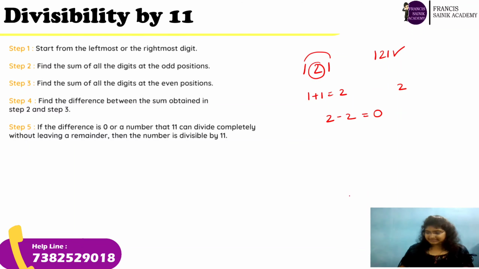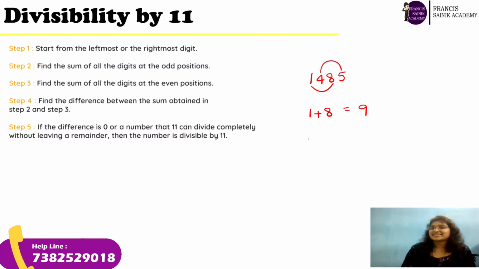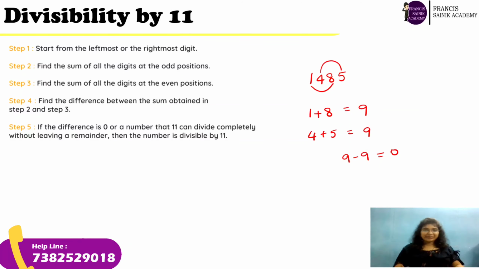Let us have one more example. 1485. So, I told you the sum of digits of odd places. So, what is the sum of digits of odd places? 1 plus 8, which is equal to 9. Next, sum of digits of even places. What is it? 4 plus 5, which is equal to 9 again. So, what is 9 minus 9? Subtract it, which is 0. So, again 1485 is divisible by 11.